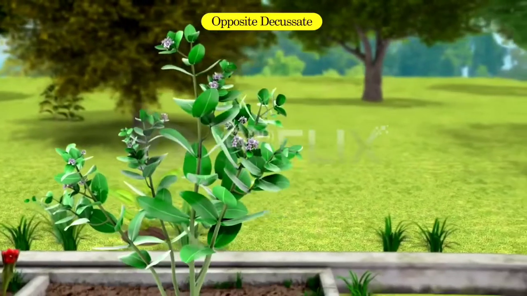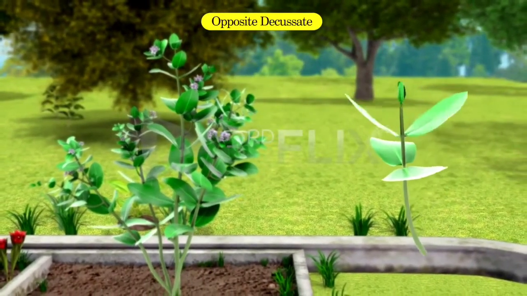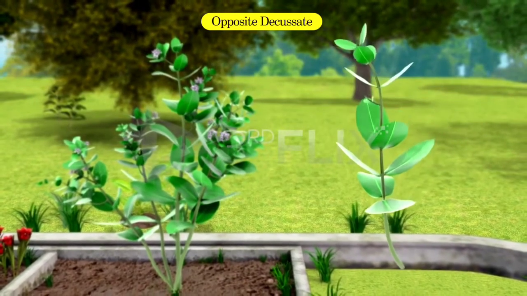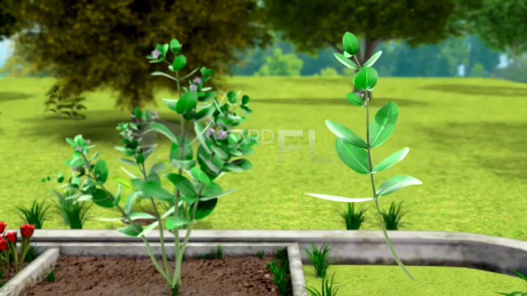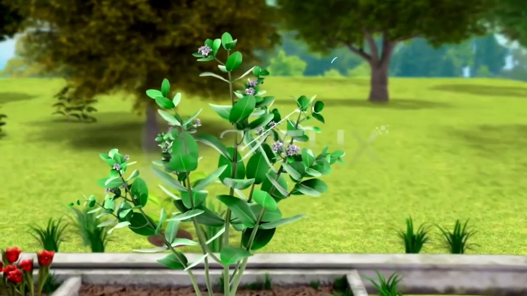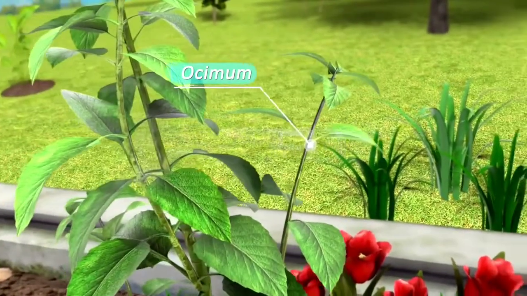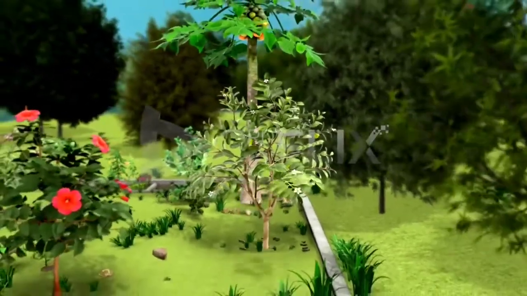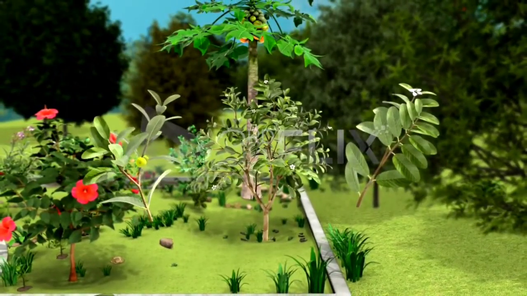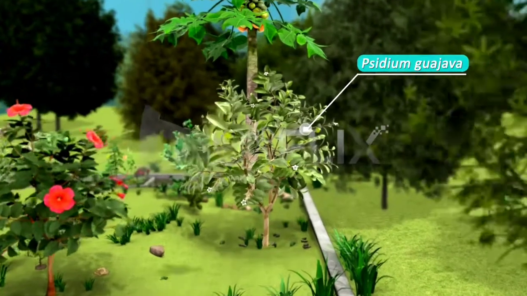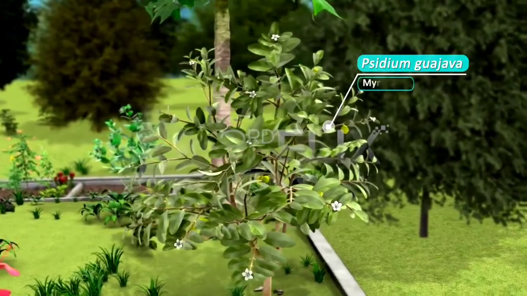Opposite decussate. In opposite decussate phyllotaxy, the successive pairs of leaves are placed at right angles to one another so that all the leaves are arranged in four vertical rows. Opposite decussate phyllotaxy is seen in Calotropis and Ocimum. In Psidium, both opposite superposed and opposite decussate are present. Psidium guajava is the botanical name of guava plant. Psidium belongs to the family Myrtaceae.